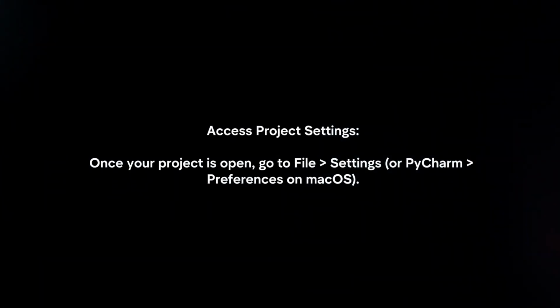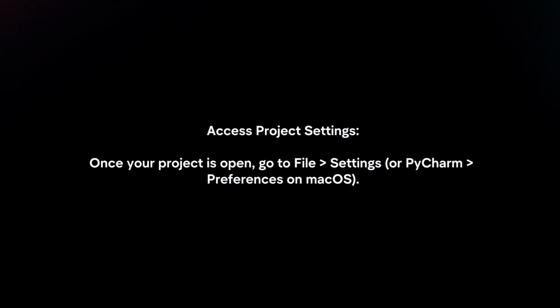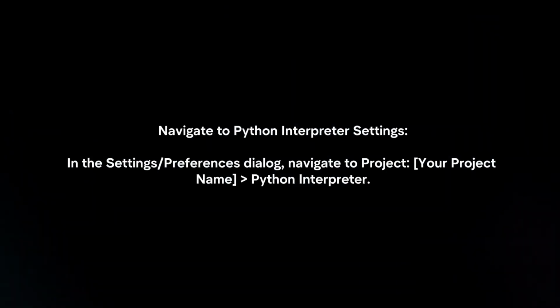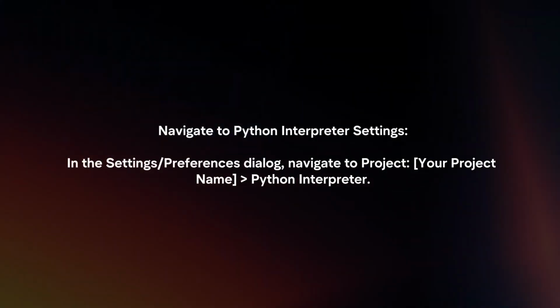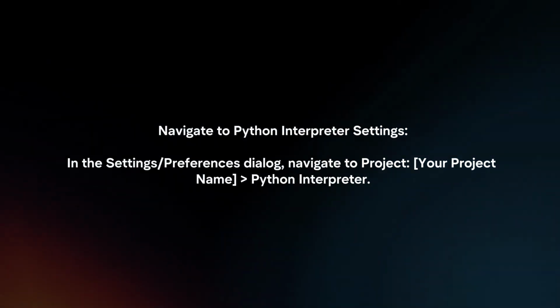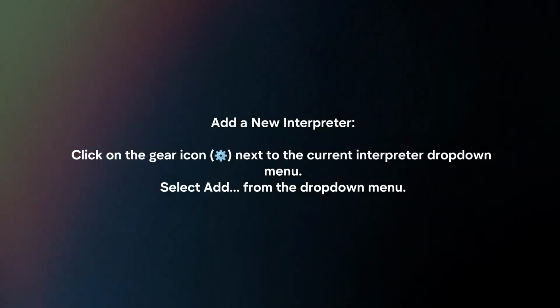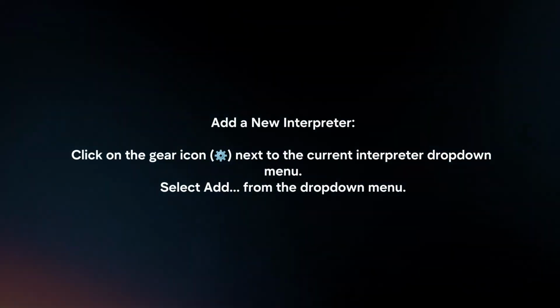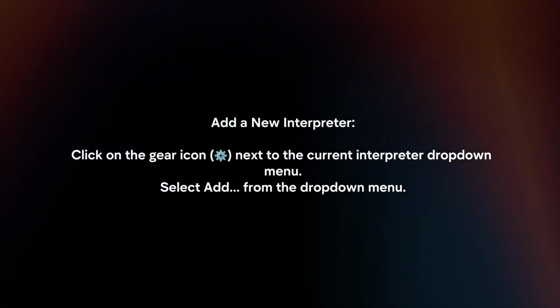Access project settings. Once your project is open, go to File, Settings. Navigate to Python Interpreter Settings. In the Settings or Preferences dialog, navigate to Project, Python Interpreter. Add a new interpreter. Click on the gear icon next to the current interpreter drop-down menu. Select Add from the drop-down menu.